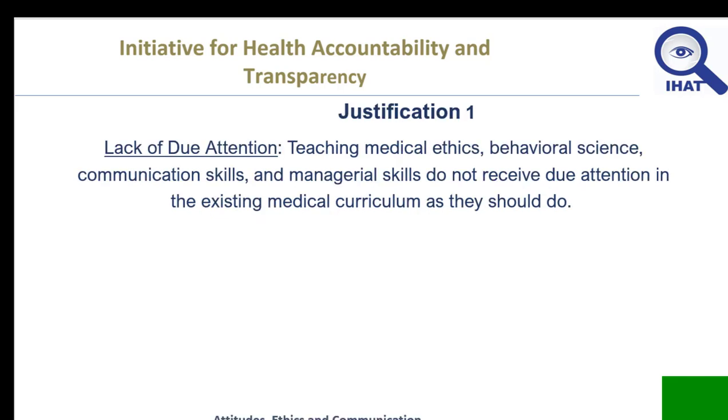Looking at the justification, the first thing that comes to mind is lack of due attention. Teaching medical ethics, behavioral science, communication skills, and managerial skills do not receive due attention in the existing medical curriculum as they should, both at pre-service or professional level and also during the service.